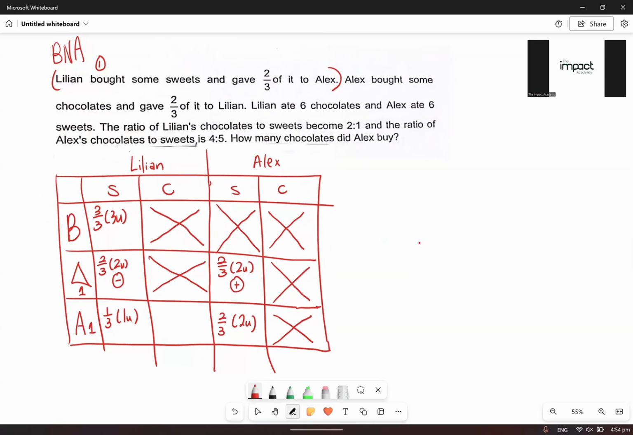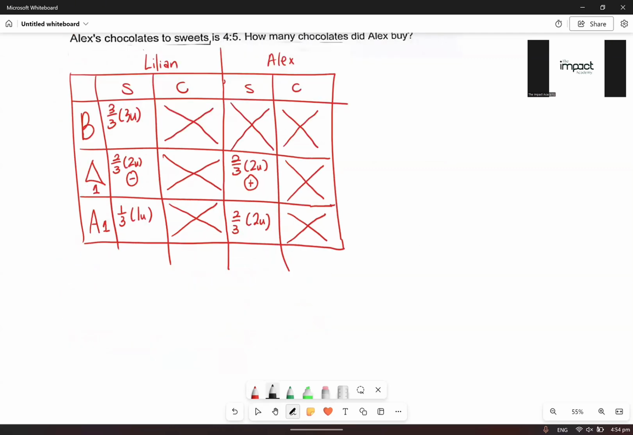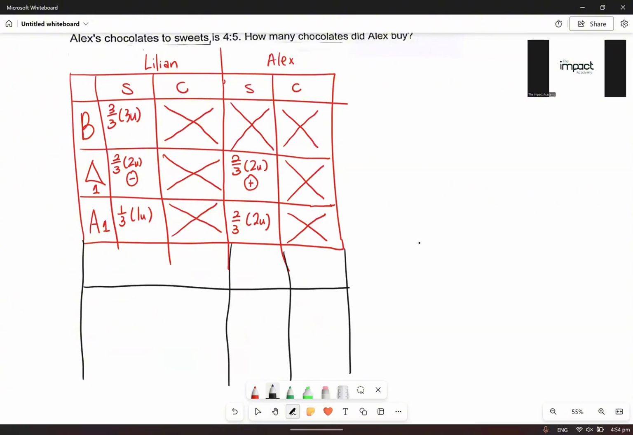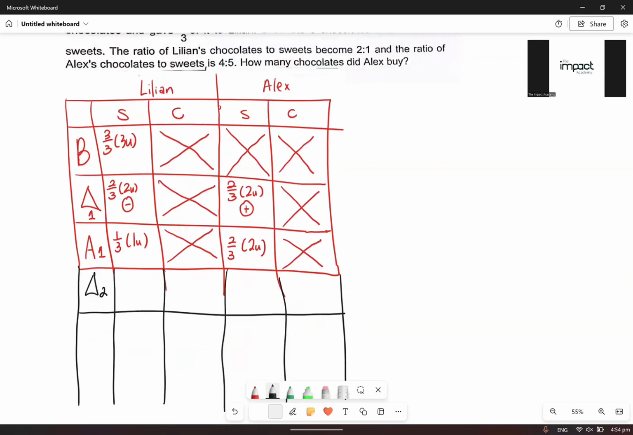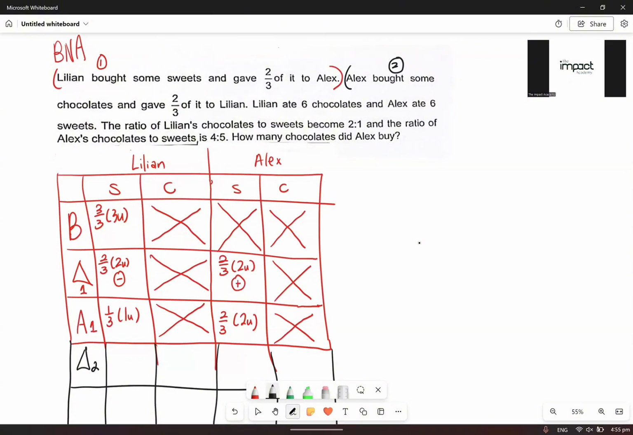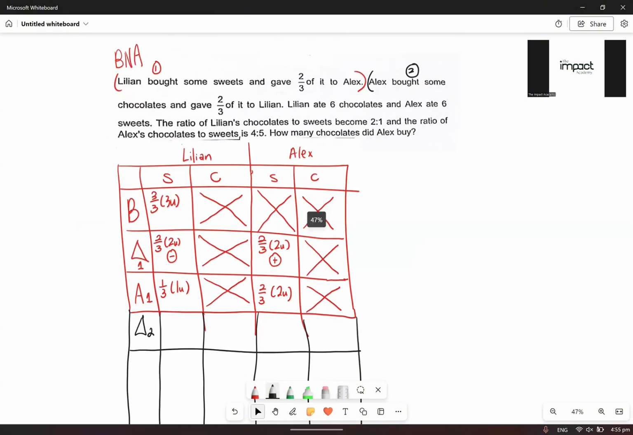Okay, now, what about chocolate for Lilian? Nothing, right? Okay, then once you're done, we can move on to sentence number 2. What did Alex do? He decided to buy. What did he decide to buy? Some chocolate, right? All right, this is change number 2. So he bought some chocolate and gave 2/3 of it to Lilian.